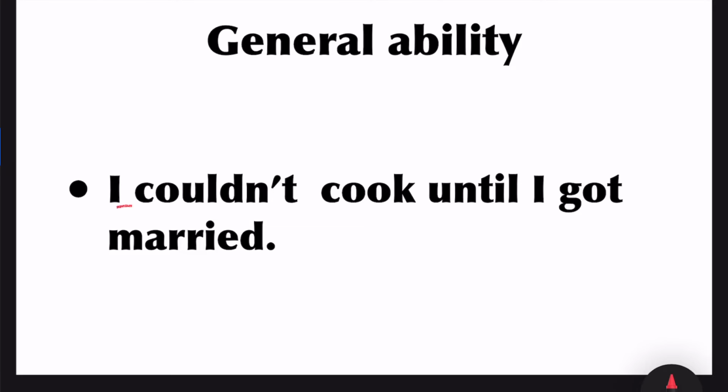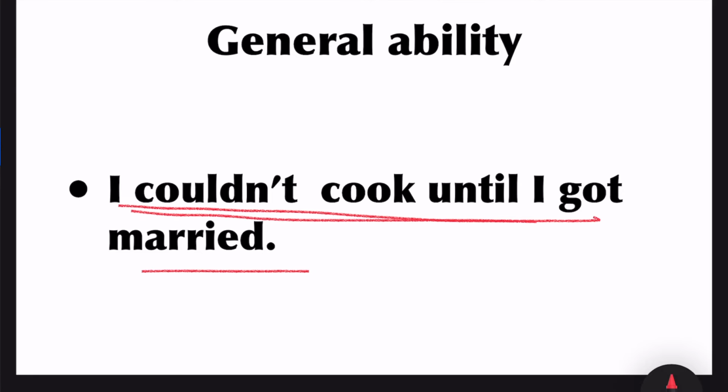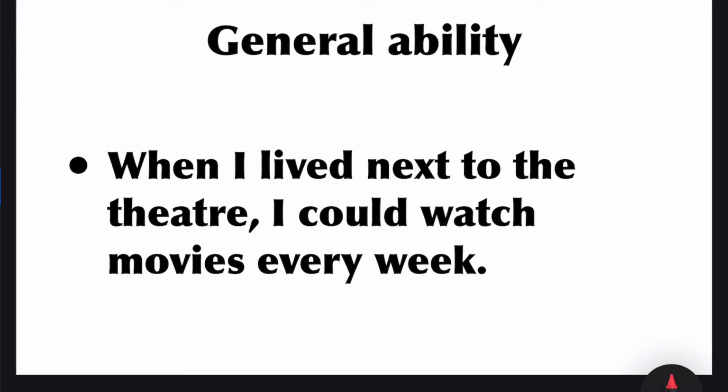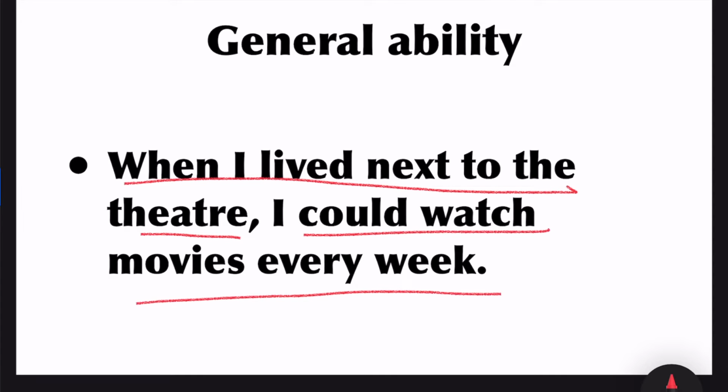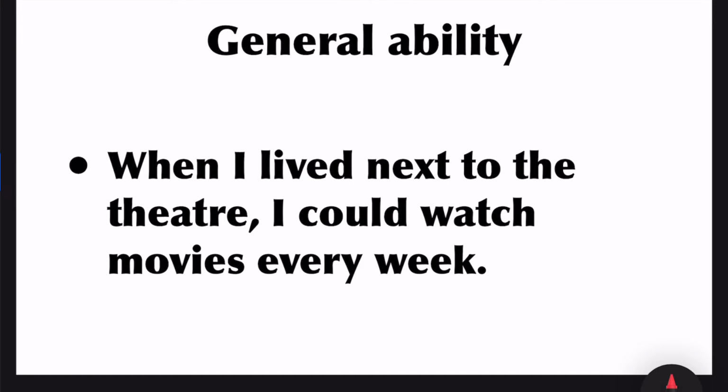Number 2, I couldn't cook until I got married. Number 3, when I lived next to the theater, I could watch movies every week. In the past, I lived next to the theater, so I had the ability to watch movies every weekend. These are the 3 sentences that we can use to express our past ability. In these 3 sentences, we talked about the general ability we had in the past.